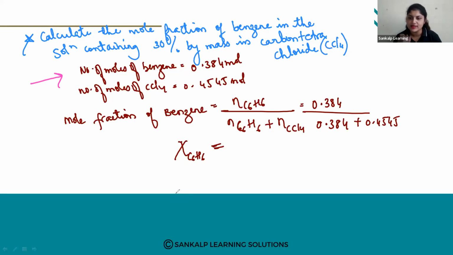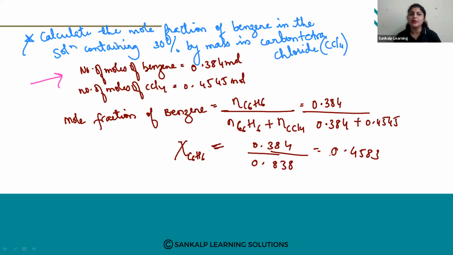Yes, Meghna, your answer is right. 0.384 plus 0.4545 comes to 0.838. So it is 0.384 divided by 0.838. Now you divide this and you will get 0.4583. So this is the mole fraction of benzene.